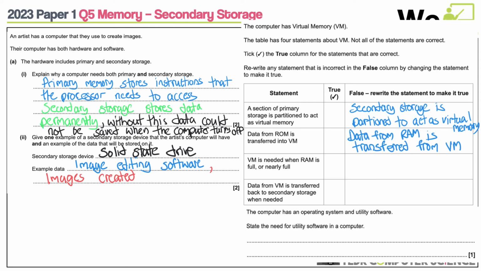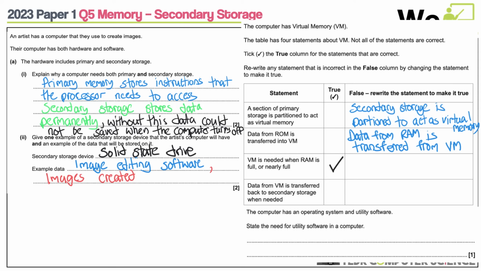Virtual memory is needed when RAM is full or nearly full. What do we think of this? Yeah, that's right. That's exactly why it's used, because when RAM is full, that's when you're going to move currently running but inactive processes into virtual memory to free up space to allow you to run new applications or create space for it.